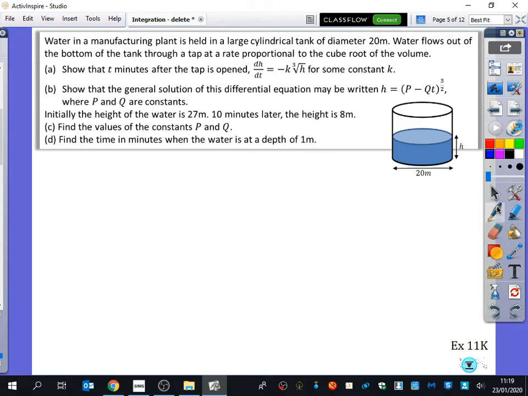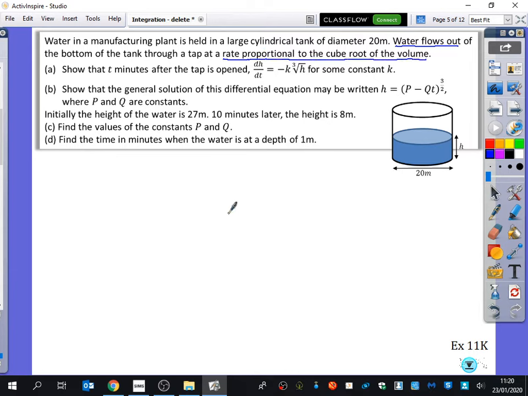Now this beginning part of the question is nothing to do with solving a differential equation. We're trying to get to the point where we're beginning to set something up. But I think this question is hard because of all the different words that we have, and I really want to break down everything that we've got written here. So first of all, we've got something to do with a cylinder, which is probably going to be quite helpful in a second. But it says water flows out of the bottom of the tank through a tap at a rate proportional to the cube root of the volume.